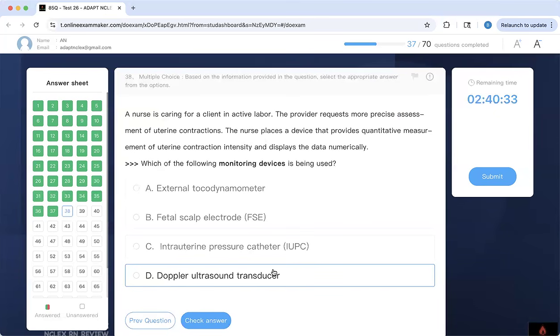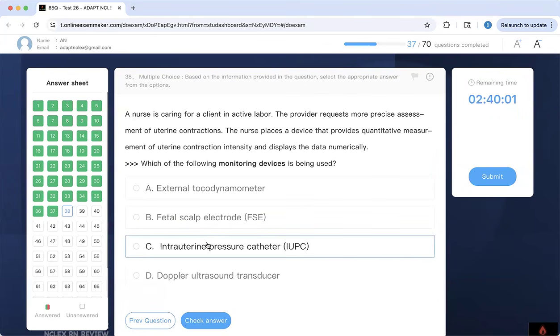This is what the NCLEX said they're going to test you on in 2026, so master them. External tocodynamometer, fetal scalp electrode, intrauterine pressure catheter, Doppler ultrasound transducer. Which one corresponds with the information in the question? If they give you these technical questions, all you need to do is read the question again, find the terms, and reinterpret it into this. You pick your answer.